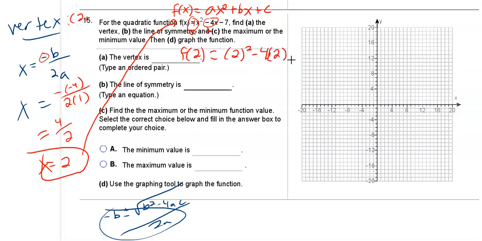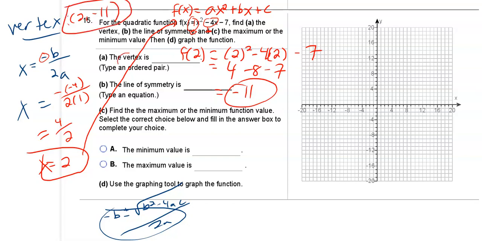4 times 2 minus 7. So we get 4 minus 8 minus 7, which is going to be negative 11. All right, and so the y-coordinate is negative 11. So the vertex is at 2 comma negative 11. So there's the vertex, 2 comma negative 11, which is a little ways down here.